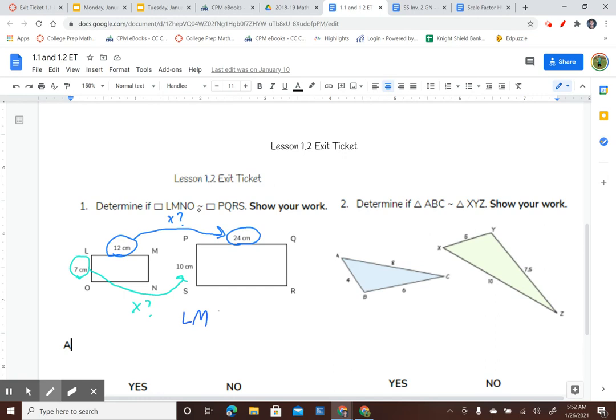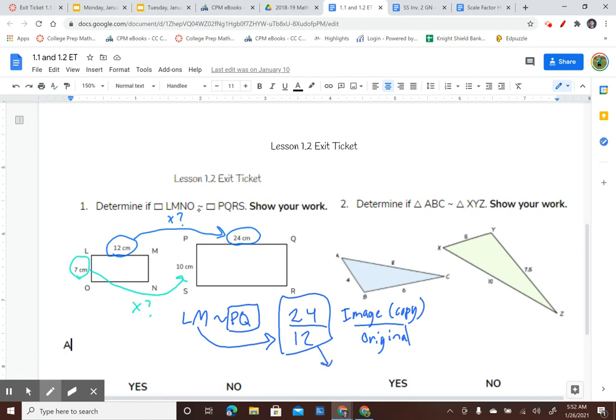So we have LM is lined up with PQ. And remember, we're going to go ahead and write the PQ side on top when we write our ratio. So I'm going to write it as 24 over LM, which is 12. So we have our image or our copy over the original. Okay, that's what we have here. And so 24 divided by 12, or 24 over 12, is equal to 2.